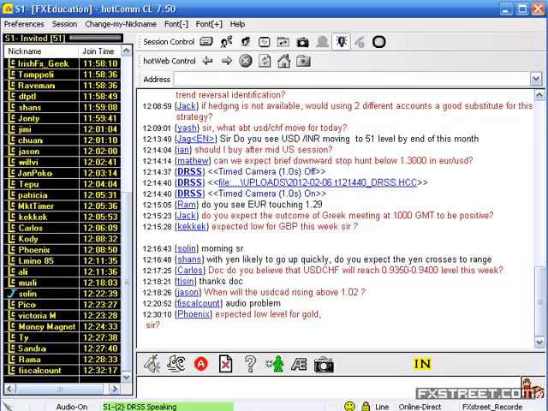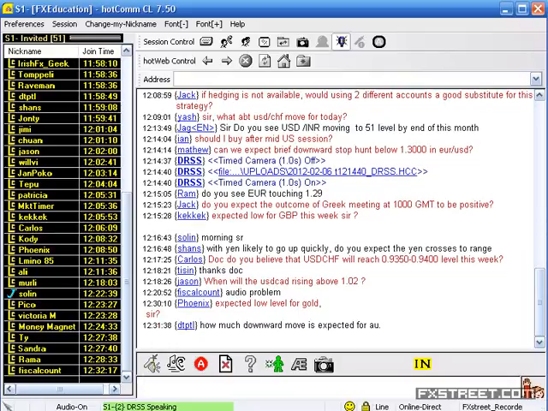Audio problem. Then the expected low for gold. Gold is expected to come down to the 76.27, 76.30 area, and then it is expected to go to 77.70. Sorry, 77.70. And how much downward move is expected in the Australian dollar?